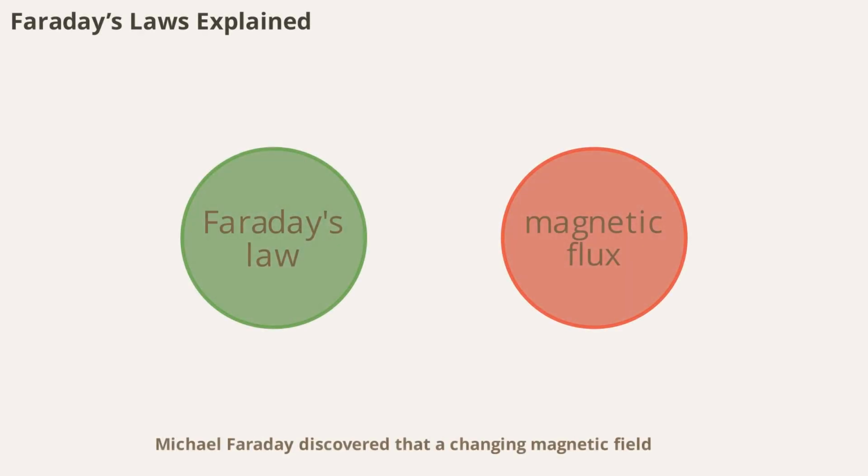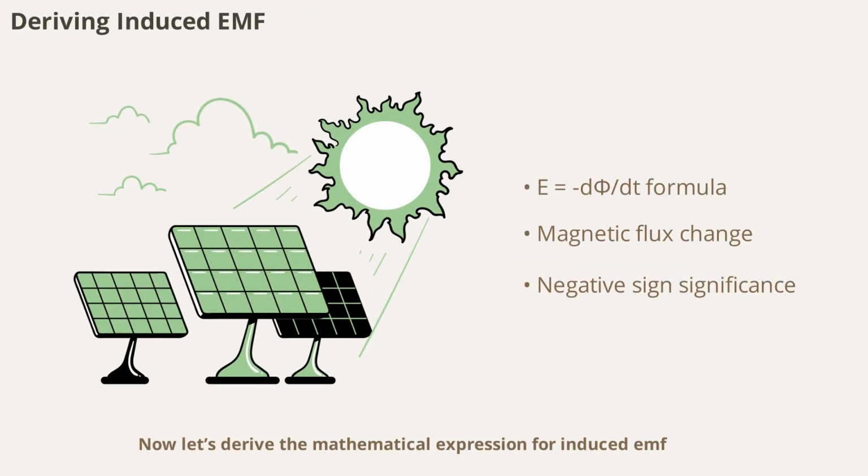Michael Faraday discovered that a changing magnetic field within a closed loop induces an electromotive force, or EMF, in the wire. His first law states that whenever the magnetic flux linked with a circuit changes, an EMF is induced. The second law quantifies this, stating that the induced EMF is directly proportional to the rate of change of magnetic flux. These laws form the foundation for understanding how electric currents can be generated without direct contact, simply by moving magnets or coils.